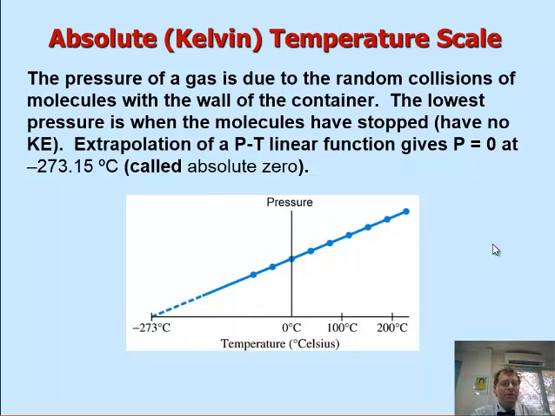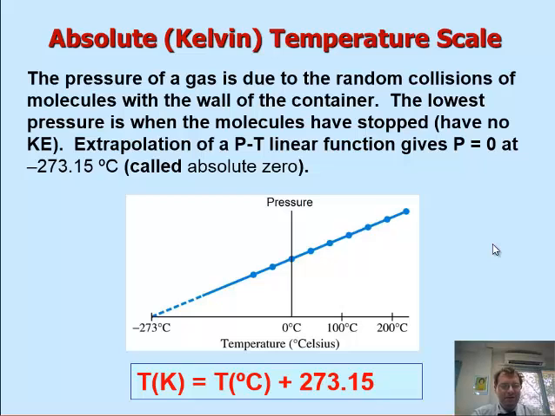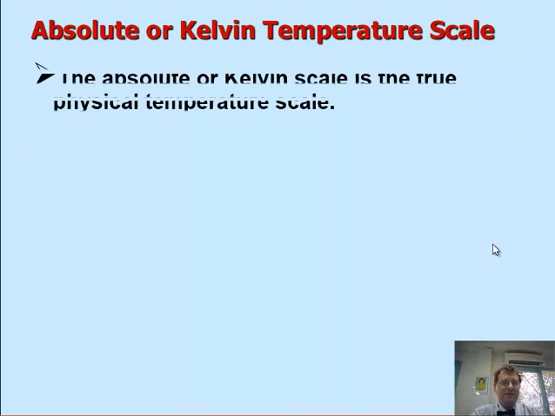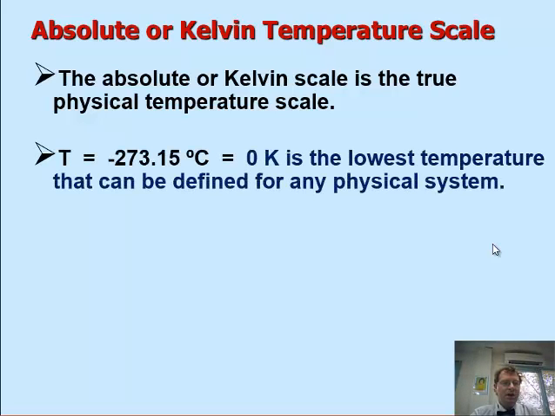So this is a perfect introduction for a new scale, which is known as the Kelvin scale. The Kelvin scale actually sets 0 at minus 273 degrees centigrade. So let me introduce you to the Kelvin scale. The relationship for centigrade plus 273.15 gives us my Kelvin value. The absolute or Kelvin scale is a true physical temperature scale. 0 degrees Kelvin is the lowest temperature that can be defined of any physical system.